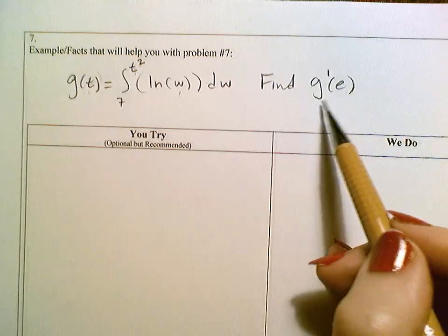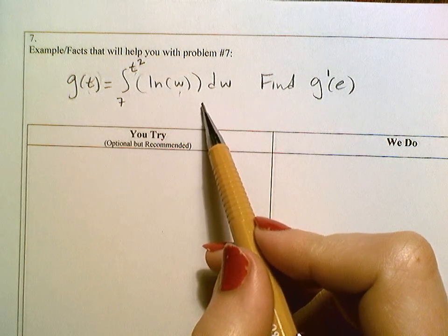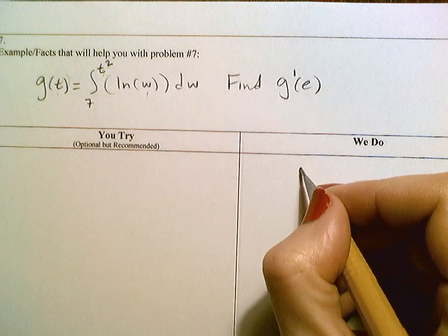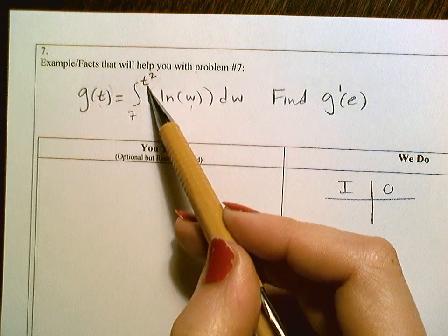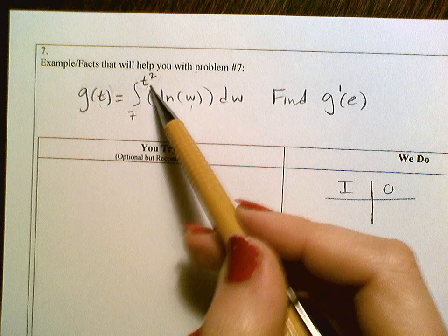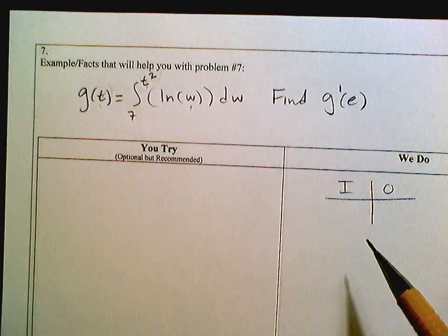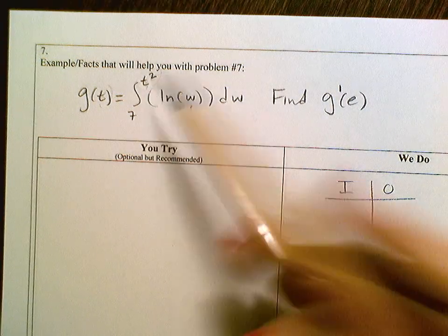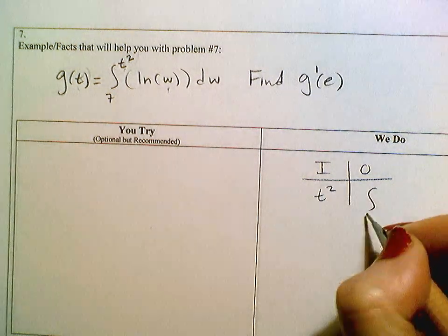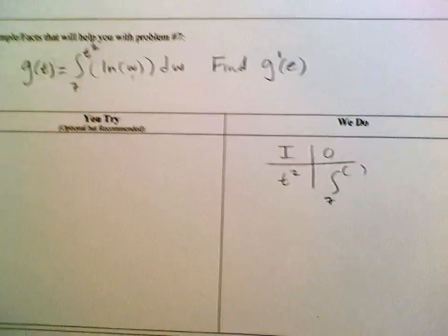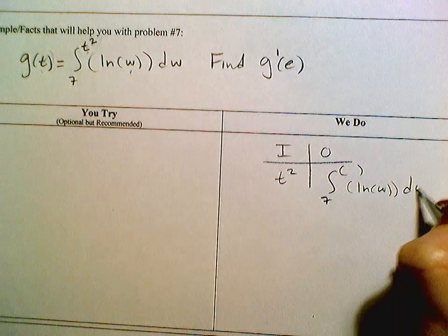So we're going to find g prime of e. We've got to find the derivative of this, so I've got to do an in and out situation. If this was just a t, we would just drop that stuff, and then it would be natural log of t. But since this is a function other than t, that is the inside function. And then the outside function, the blank goes where the input goes: the integral from 7 to blank of natural log of w dw.